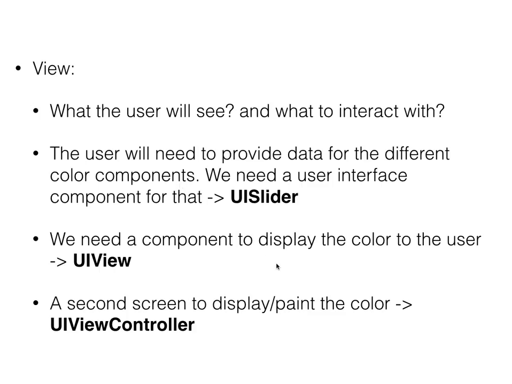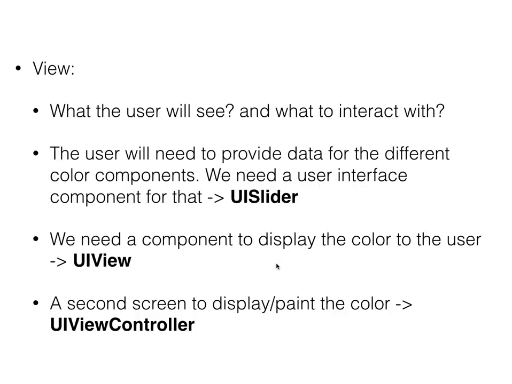Then you move to the view, what the user will see and what to interact with. So the user in this project needs to give us some input. So we need to find a component where the user can give us some data, tell us what they want it to be. Since I know the limits, I know that the red color has to be between 0, which means no red component, to 1, which means full red component. There is a user interface type called UI slider that basically provides a slider between two limits. So this is a perfect user interface component for the user to give us the data they want.